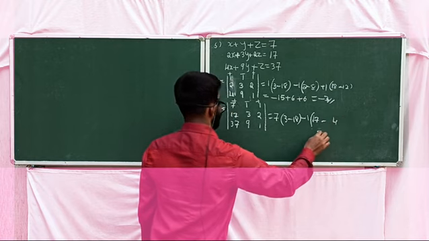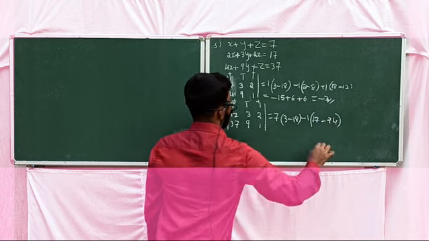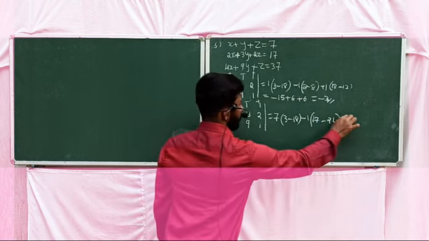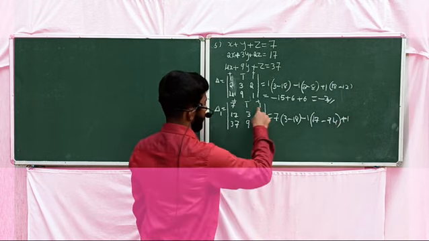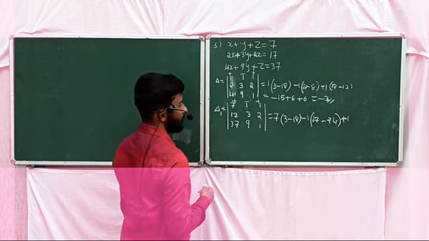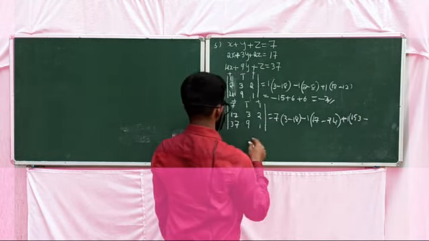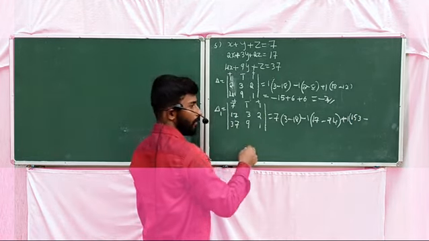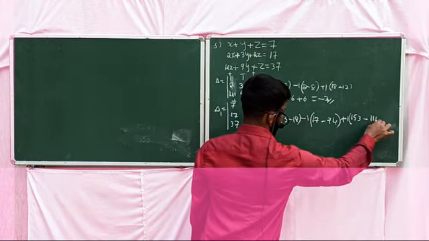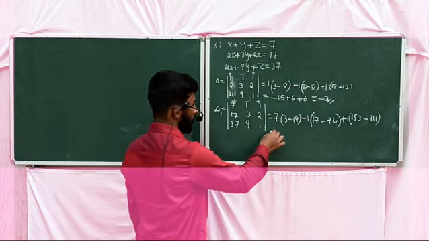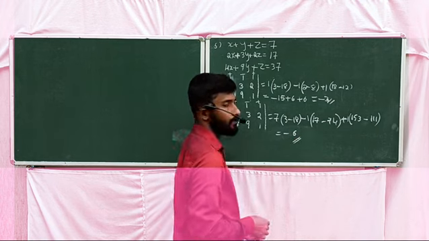7 times 2 is 14, 74. Then plus 1 into, delete the third column and first row, 17 into 9, 153, minus 37 into 3, it's equal to 111. Okay, then simplify this one, minus 6.